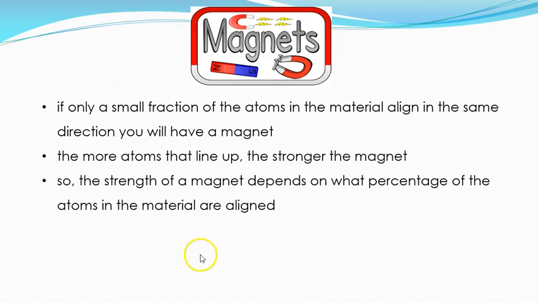If only a fraction of the atoms in the material align in the same direction, you'll have a magnet. But the more atoms that line up, the stronger the magnet. So, as in the example with the nail, when we applied electricity, we created a magnetic force. But the more coils that we wrapped around the nail, the stronger that force became. That's because it actually caused more motion in the atoms. And as those atoms lined up, the stronger the magnet became. So the strength of the magnet depends on what percentage of the atoms in the material are aligned.